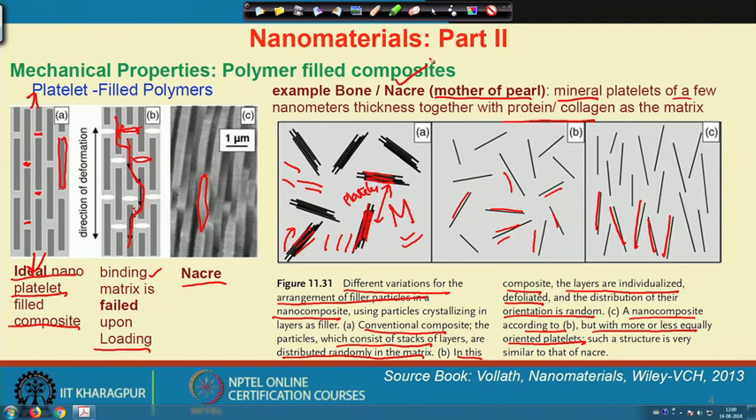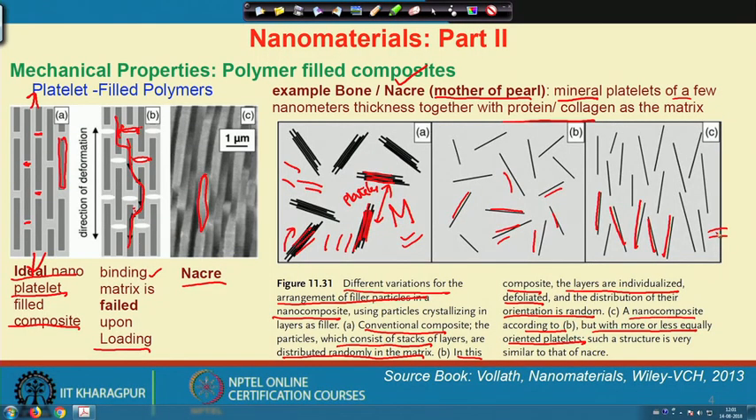So, we can introduce some effective strengthening. We can also call these a platelet reinforced composite, and a very similar situation we can also produce in the case of some sort of tube-like composite, or let us say where nanotubes are incorporated.